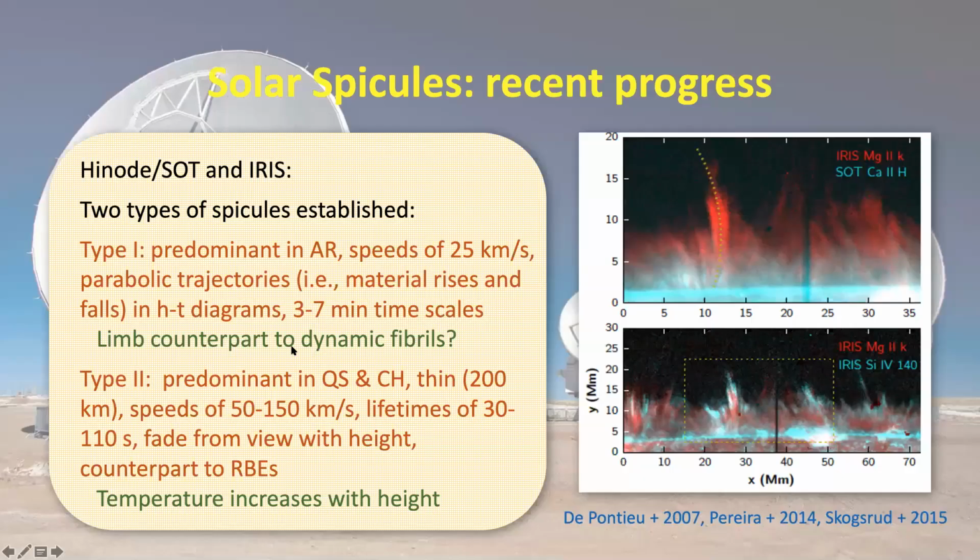Okay, the work establishing variation of temperature with height in spicules was elucidated by Pereira and Skogsrud recently, in the past few years. Shown on the right side here are the stratification with height seen in calcium-2 and magnesium-2 in the upper right. You can see that the higher temperature is higher up, and even higher, silicon-4, reaching transition region temperatures, is shown compared with magnesium-2.